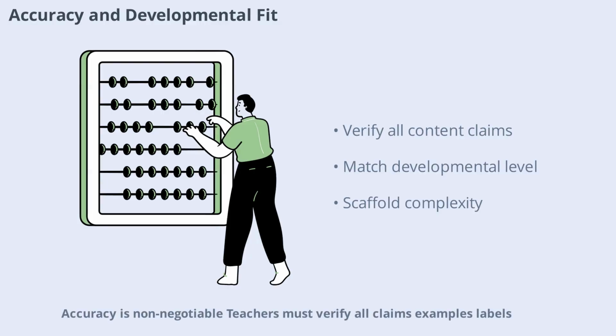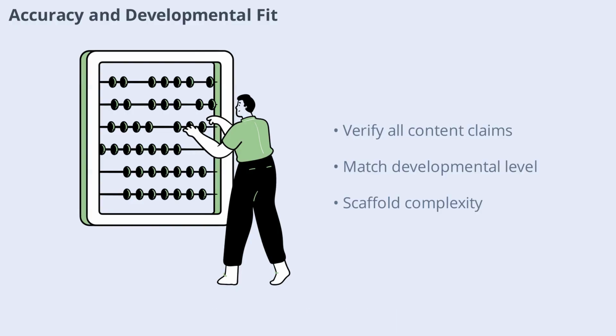Accuracy is non-negotiable. Teachers must verify all claims, examples, labels, calculations, maps, diagrams, pronunciation, and cultural representations in a resource. The material should match learners' language, vocabulary, attention span, reading demand, prior knowledge, and developmental level. Complexity can be scaffolded, but the core concept must remain intellectually honest. Again, documenting your reasoning and evidence is a professional habit that ensures accountability.